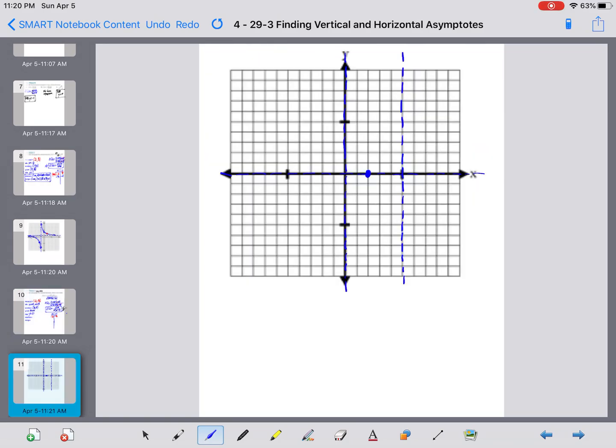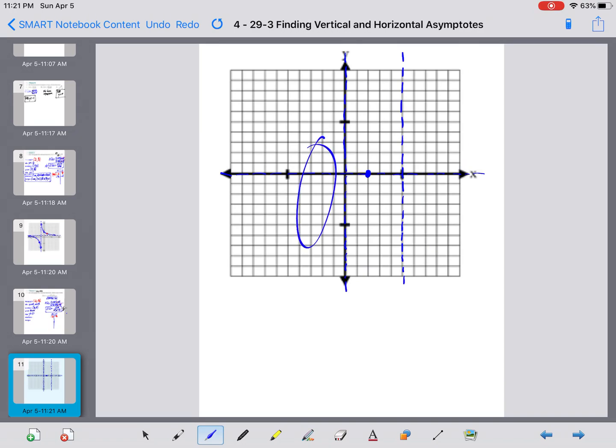So I'm going to extend this. Now, here's what you've got to realize. Remember, we always approach our asymptotes. So I need to find out what's going on here, here, and here. Basically, on both sides of your vertical asymptotes, you have to get points to see what's going on.